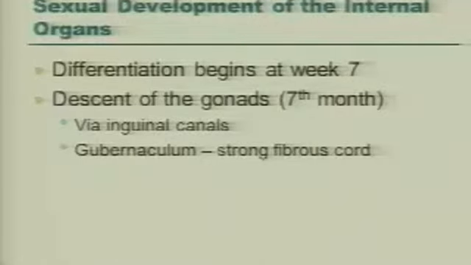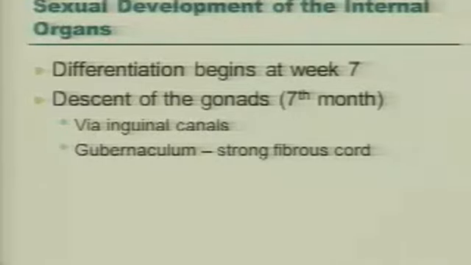Sexual development, this is so cool too. Sexual development begins at week 7, okay, in utero. Amazing. But one of the things that we need to talk about is descent of the gonads. Happens during the 7th month. The gonads start in the abdomen, work their way through the inguinal canals down into the scrotal sac.